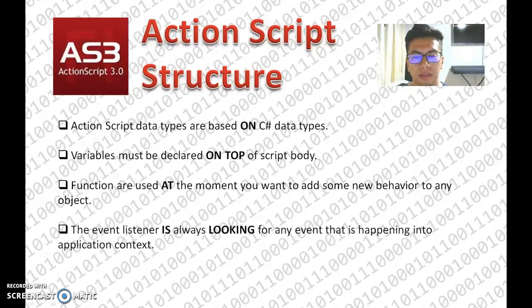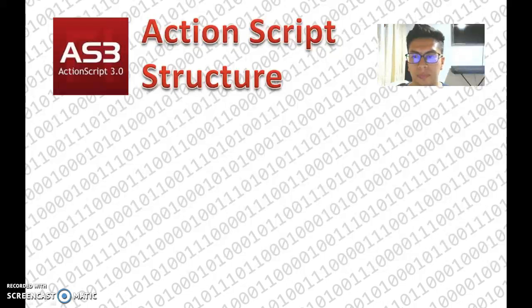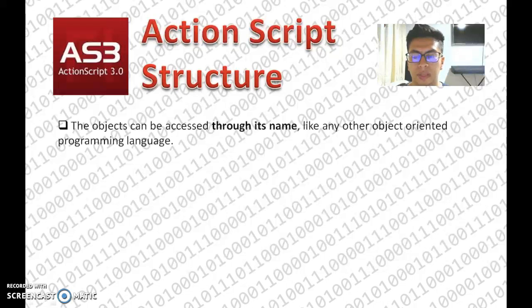The event listener is always looking for any event that is happening in the application context. The functions must be declared beyond the event listener for cleaner structure. The objects can be accessed through its name like any other object-oriented programming language.